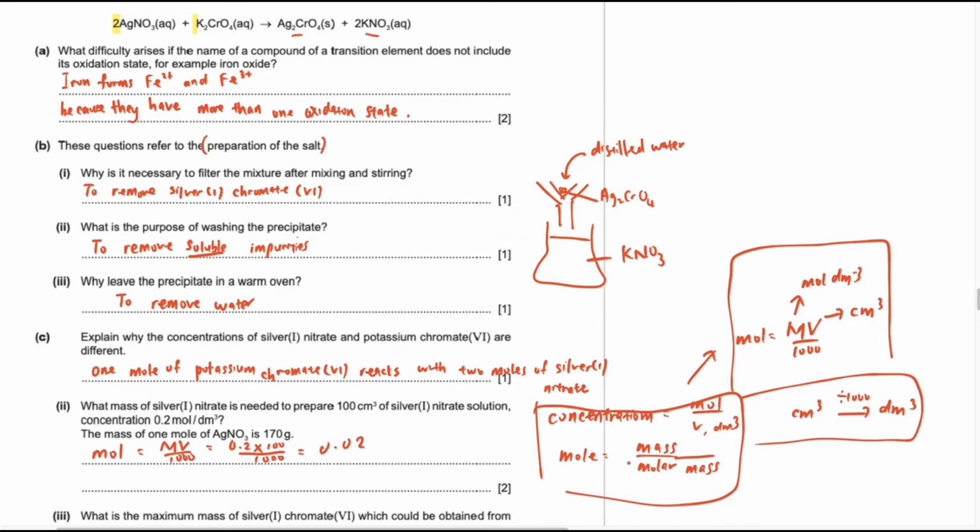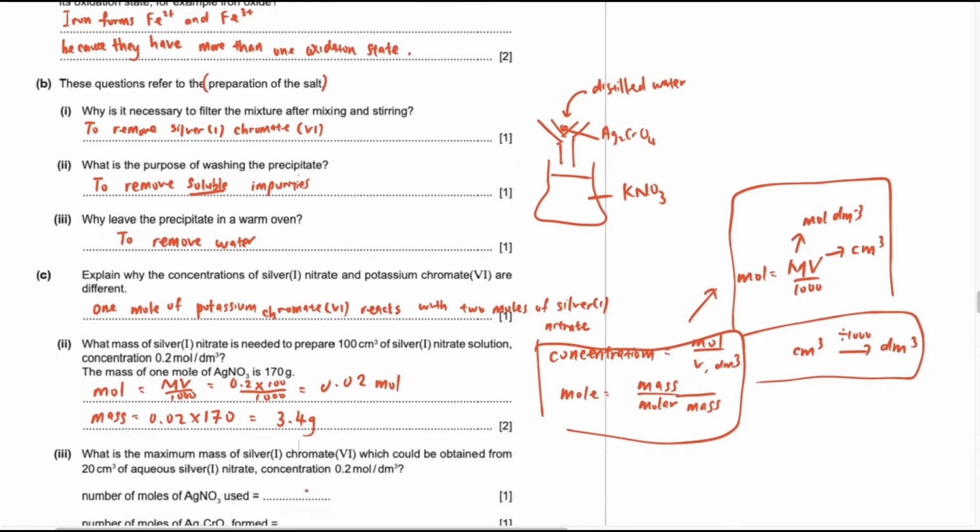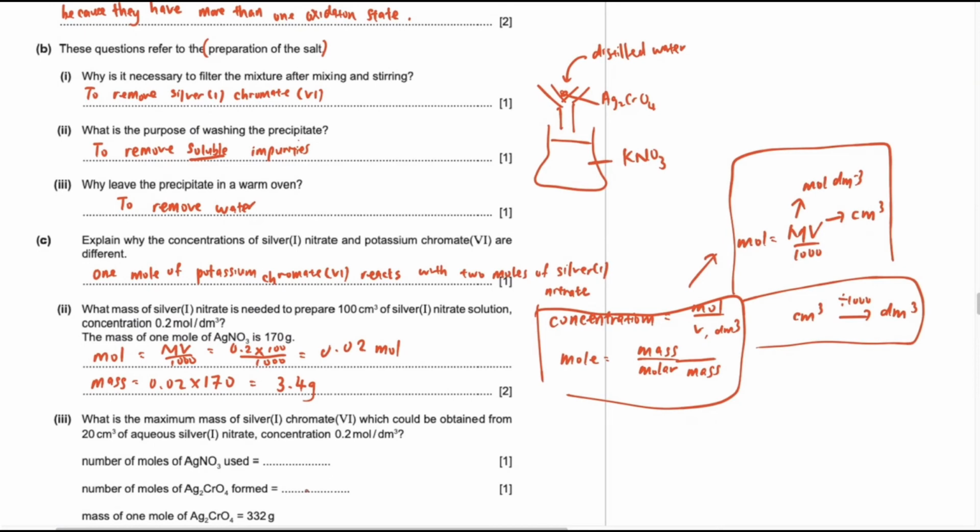Now we use the second formula, mass equal to mole times molar mass. So mass equal to 0.02 mole times molar mass, 170. Then you will get 3.4 gram. So this is the kind of question where we have to pay more attention. You see that it mixes everything together, which makes the calculation part also harder.